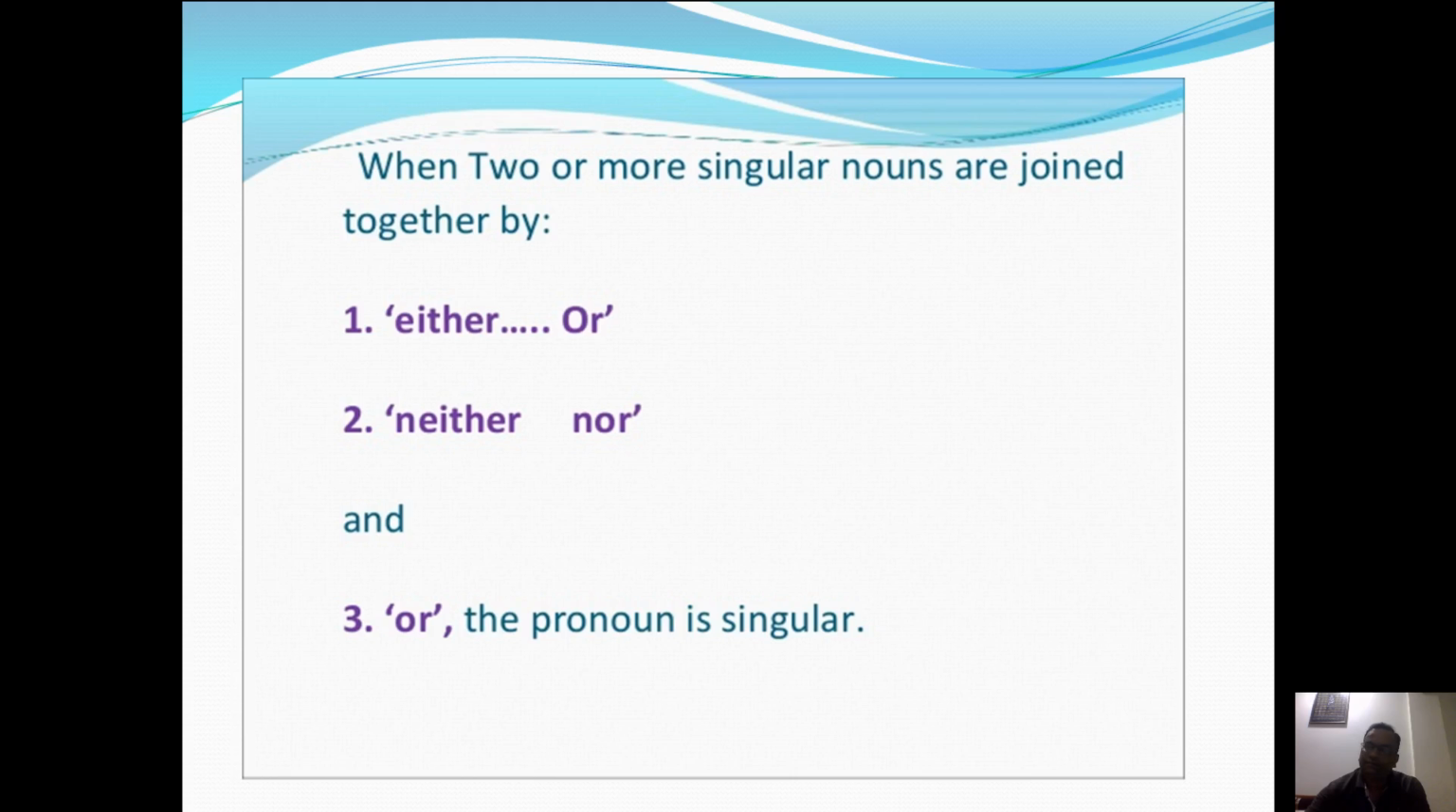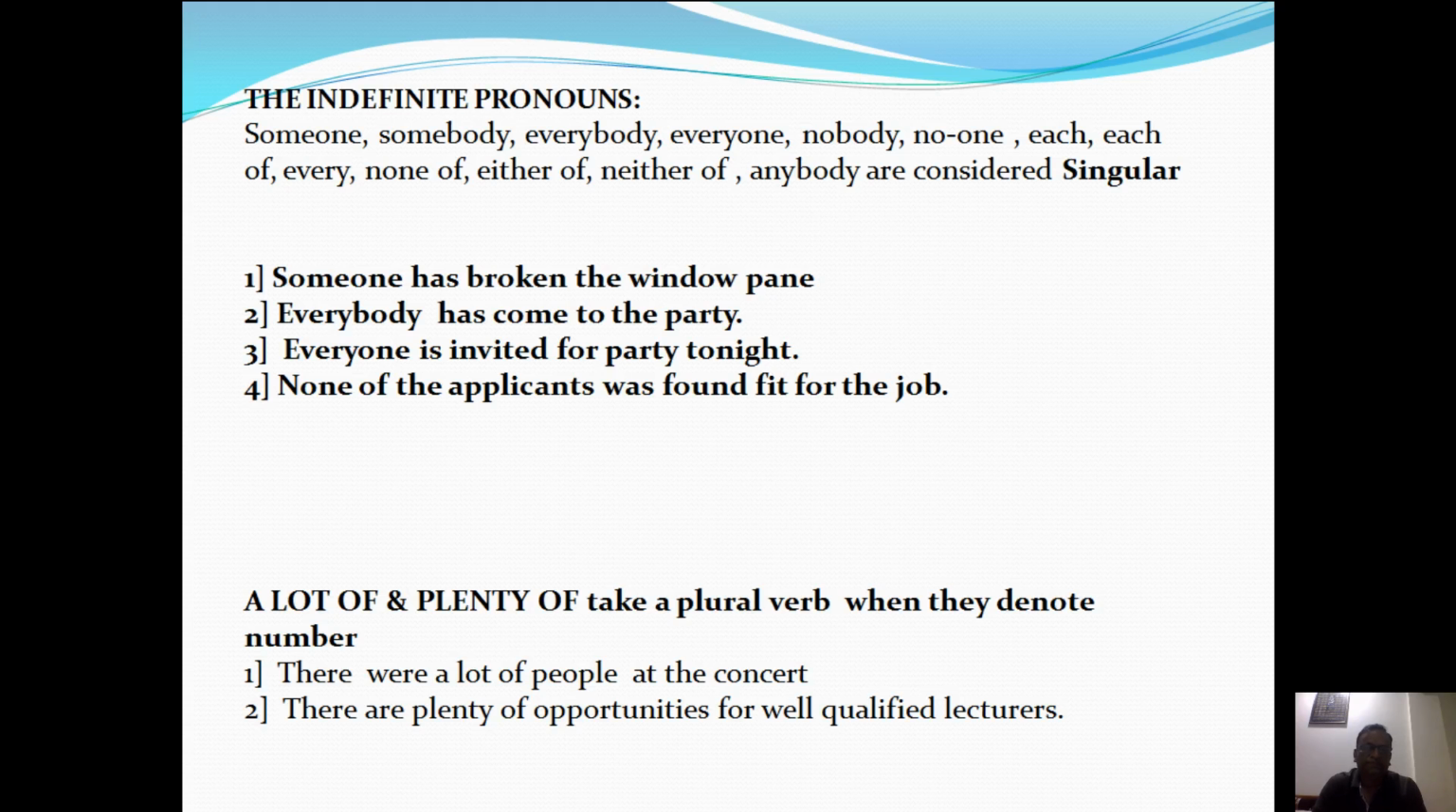Next slide. When two or more singular nouns are joined together by either or, neither nor, and or, the pronoun is singular.